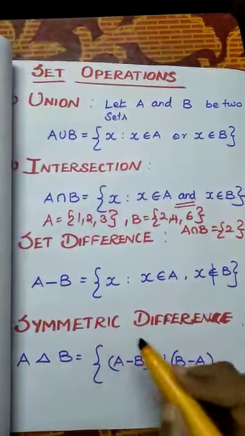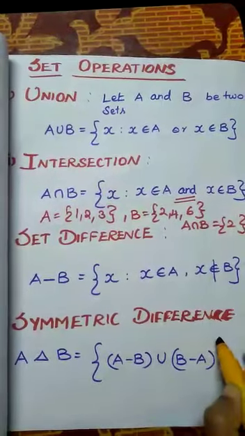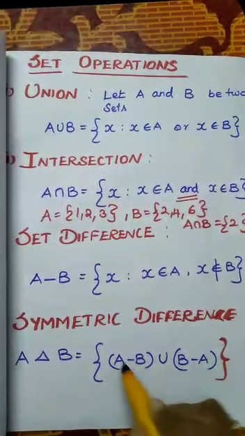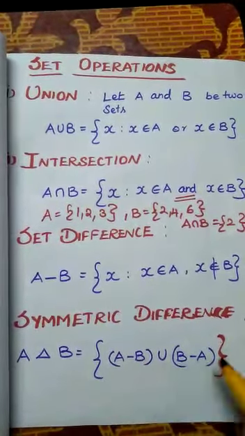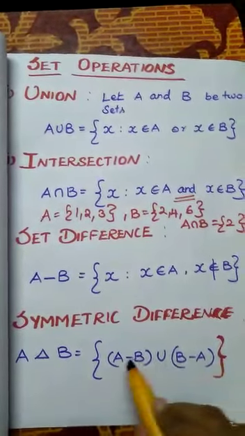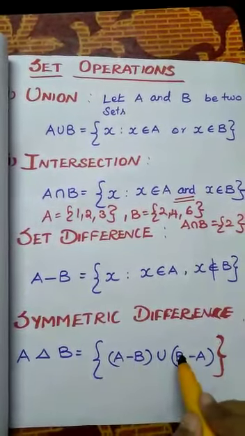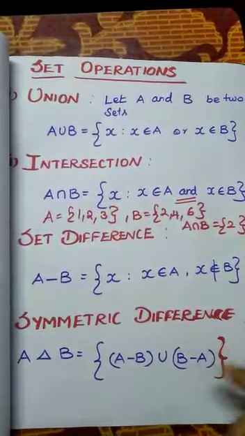The next one is symmetric difference. A delta B is equal to (A minus B) union (B minus A). First we have to calculate A minus B value. Then B minus A value. Next we have to combine the two results actually. That is symmetric difference. That's all.